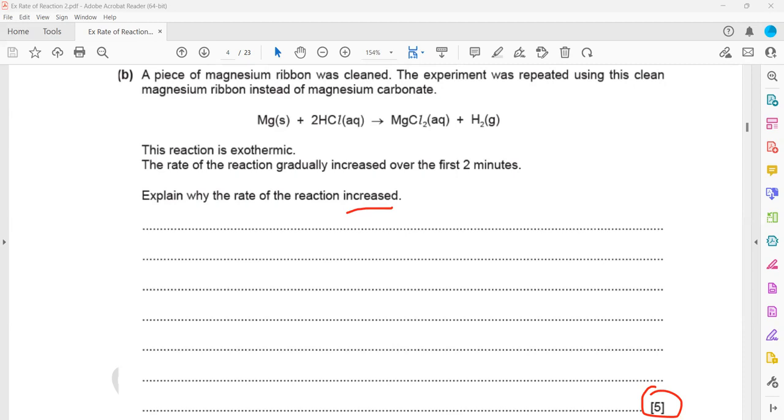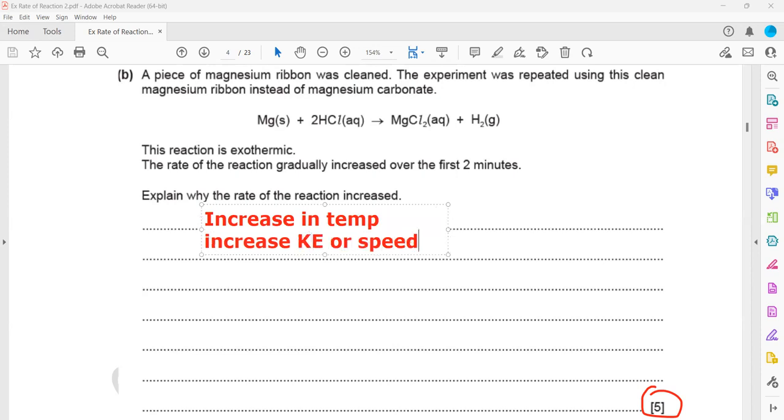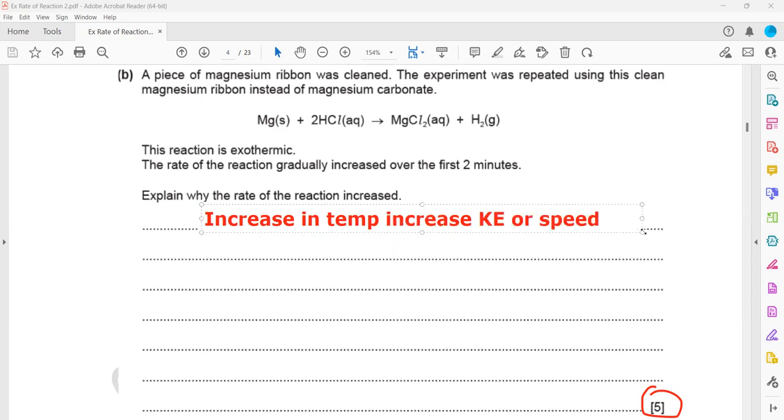No, it's not about purity here. You don't have to mention anything about purity. You have to relate it to the temperature. So first thing, an increase in temperature increases the kinetic energy or speed of the particles. That is one thing. When the reaction gives out energy, the particles have more energy, they are moving faster, as the temperature increases.